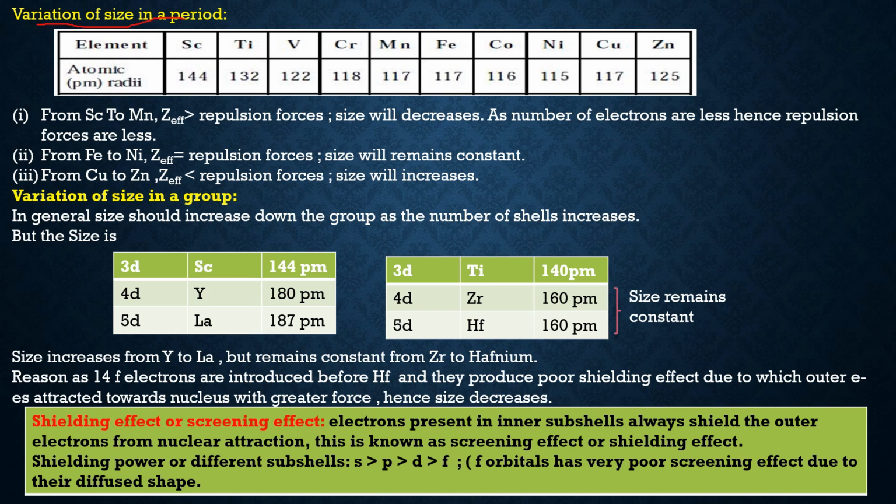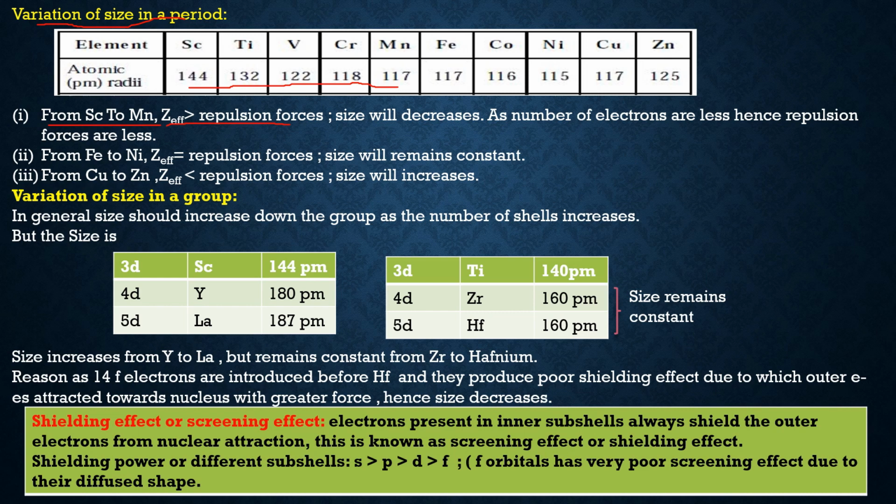Now I am taking the first transition series, that is scandium to zinc. First, when we move from scandium to manganese, you can see that size continuously decreases as the regular trend: 144, 132, 122, 118 and 117. It is because Z effective is greater than that of repulsion forces. As the number of protons increases, the number of electrons also increases, but not as much as the effective nuclear charge. Hence, the effective nuclear charge factor is more prominent and overall there is a decrease in size.